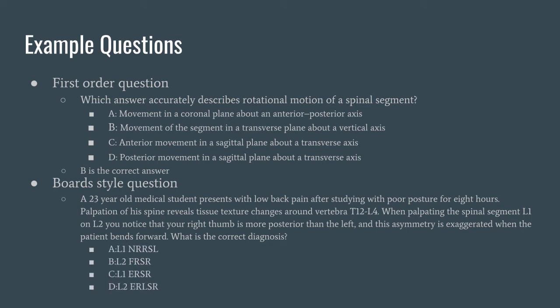This one has distractors, but remember what's important. I'll give you a second. Pause the video if you like. C is the correct answer. It describes right rotation that gets worse in flexion. This means the segment is extended and type 2.